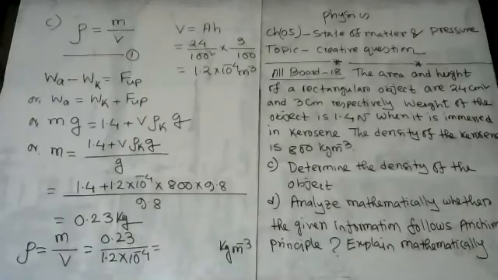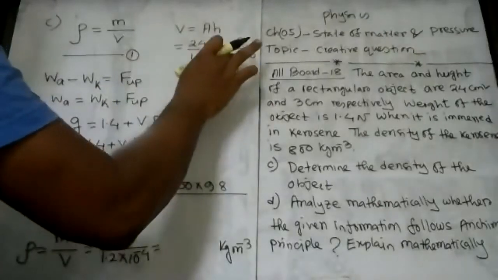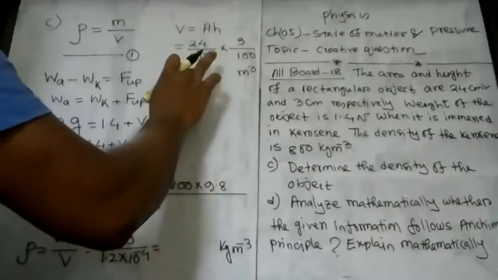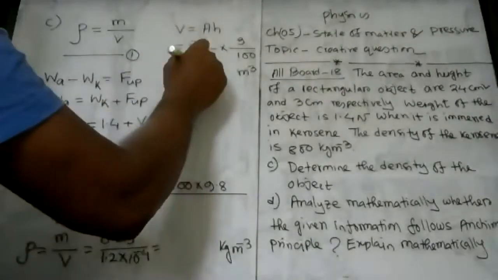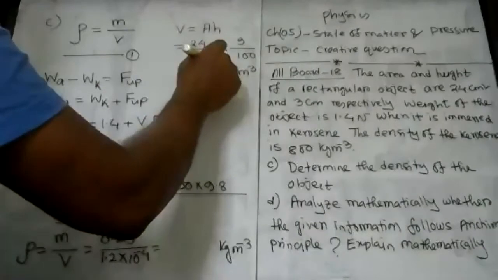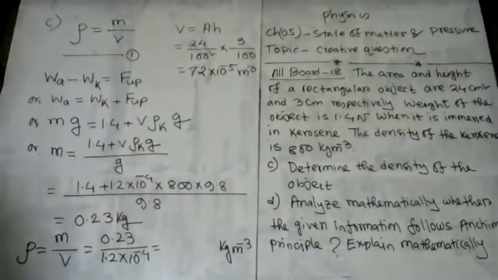Sir, the answer for the volume is wrong. Sir, volume will be 0.2 into 10 to the power minus 5, won't it? Okay, no problem, no problem. Okay. So what is the volume? What's the correct answer for volume? 7.2 into 10 to the power minus 5. Okay, very good.